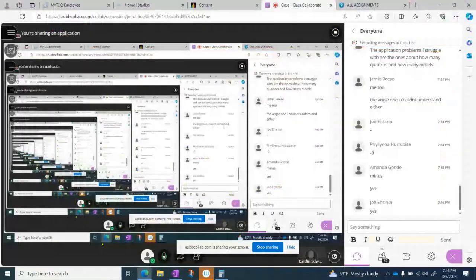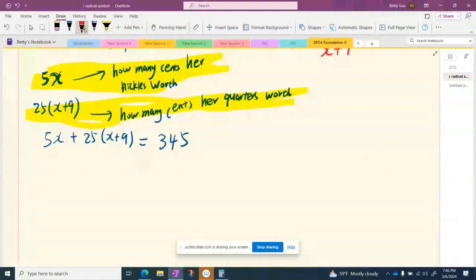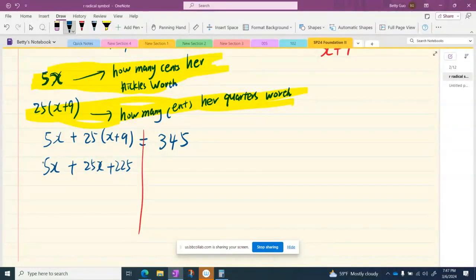Okay, so then you should be able to understand the equation, right? Let's solve the equation. So we have 5x plus, let's distribute 25 times x, 25x, 25 times 9. I think it's 225. Let me double check. 18, yeah, and equals 345. To simplify the left side, we can combine 5x and 25x. We get 30x.